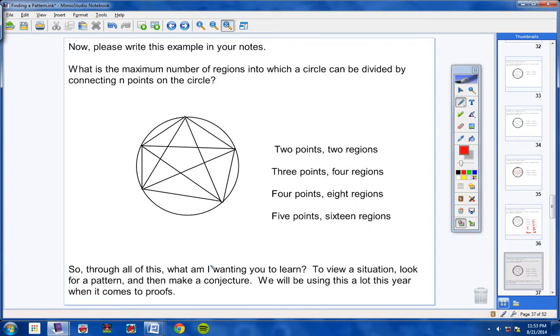Through all of this, what am I wanting you to learn? I want you to learn to view a situation, look for a pattern, and then make a conjecture. We will be using this a lot this year when it comes to doing proofs later on this year. Okay? All right, let's continue on.